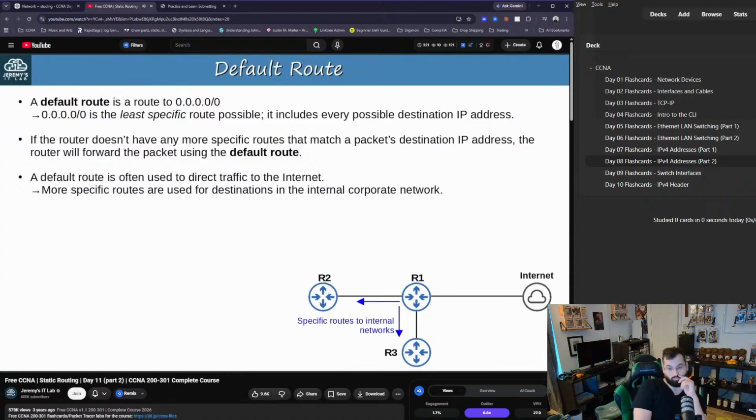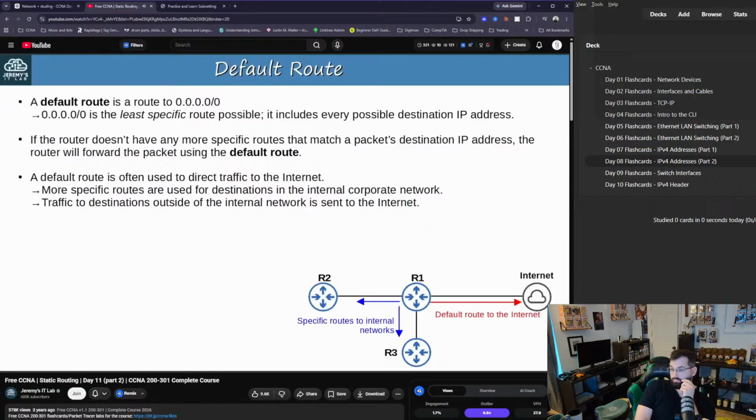More specific routes are used for destinations in the internal corporate network, such as destinations connected to R2 and R3. However, traffic to destinations outside of the internal network is sent to the internet using the default route. This isn't the only way to use a default route, but it's a very common use case.